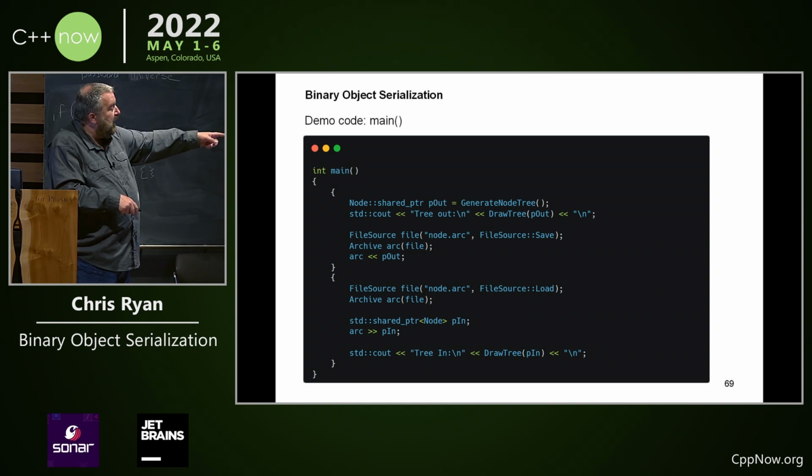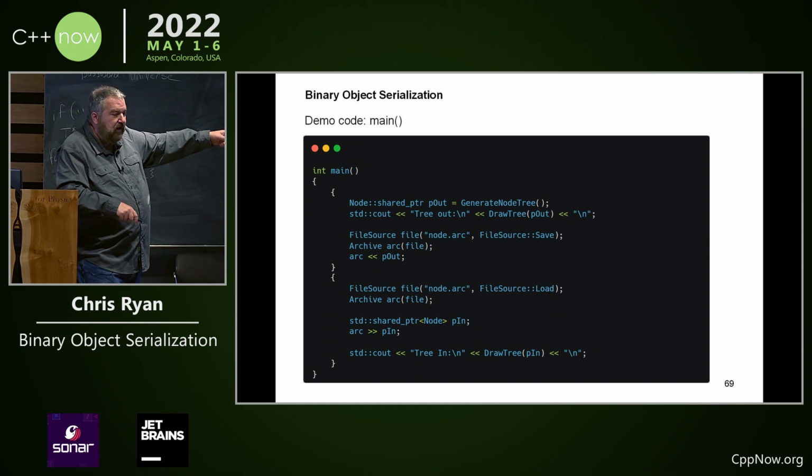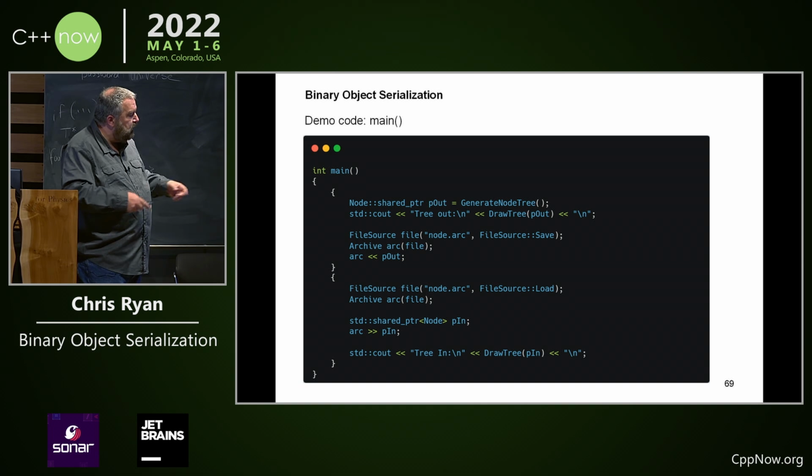So then it streams back in, and the PN is a null shared pointer, and I stream into it. It reconstructs the whole thing.